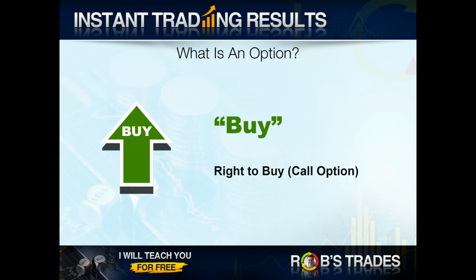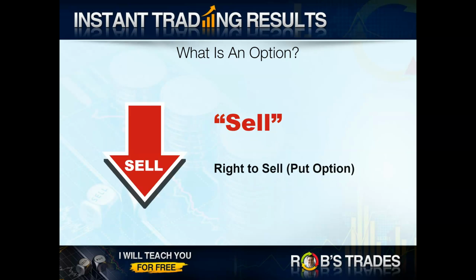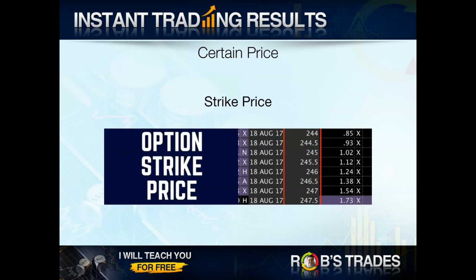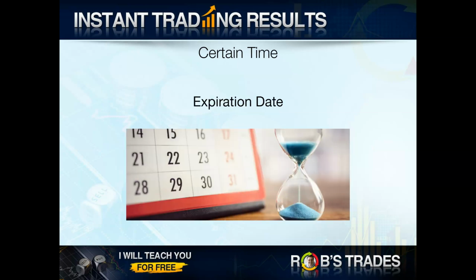So the right to buy, you would buy a call option. And the right to sell is a put option. The certain stock is the underlying instrument. Now you can trade options on a lot of different things, futures and so on, but today is all about stock options. The certain price is known as the strike price. That's the price that you can buy or sell the stock at. The certain time is the expiration date. See, options expire. You have an option to buy or sell them by a certain time. That's the expiration date.